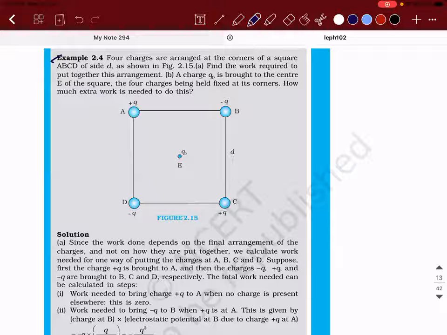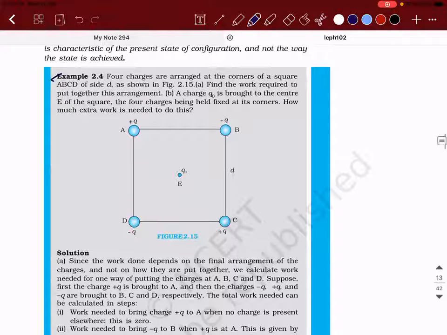But the question is, when you're writing the formula for potential energy, going mathematically, what is the minimum number of charges required for you to write the expression for potential energy? Minimum 2, right? So how much do you have? You have 4, right? The total potential energy is what you need to calculate.